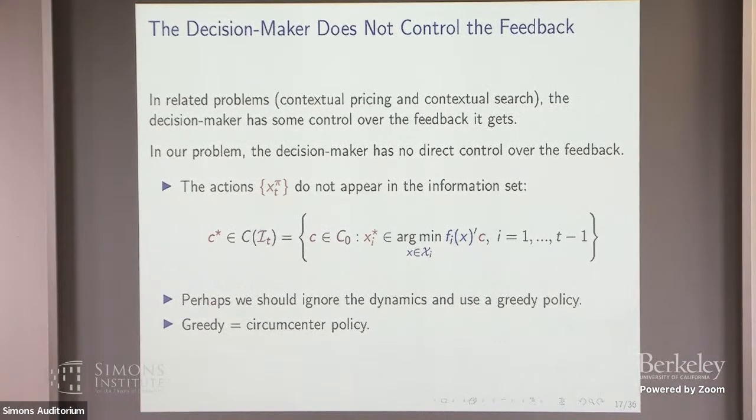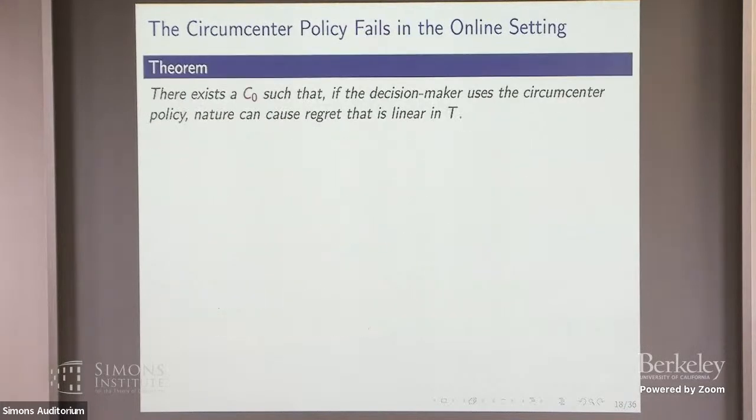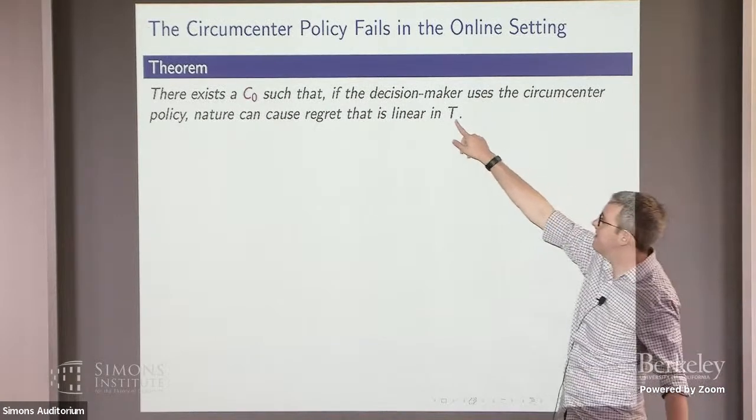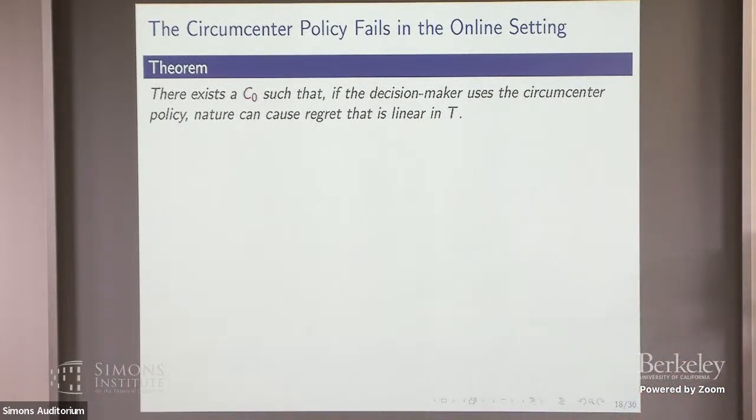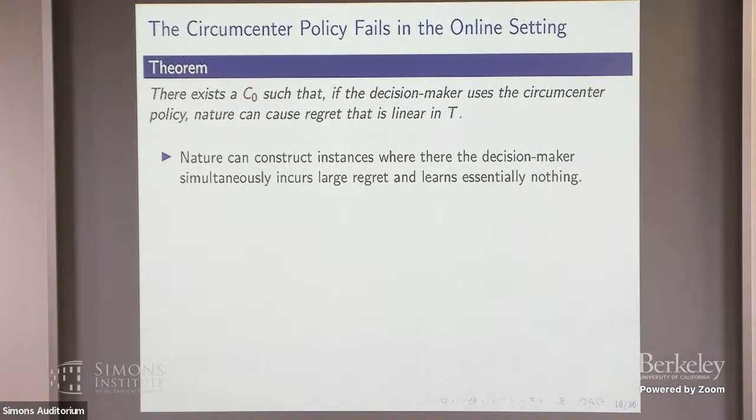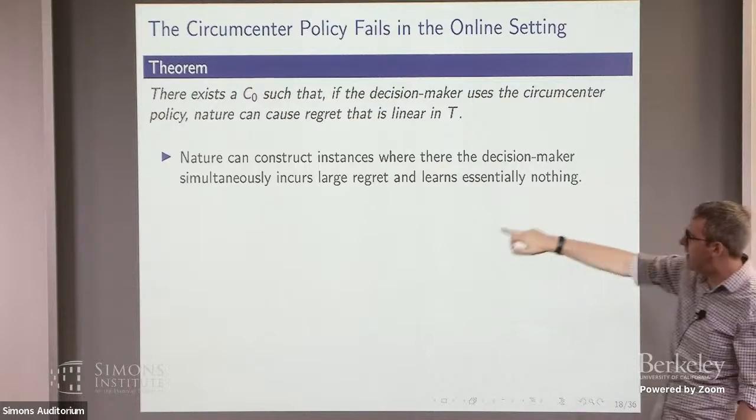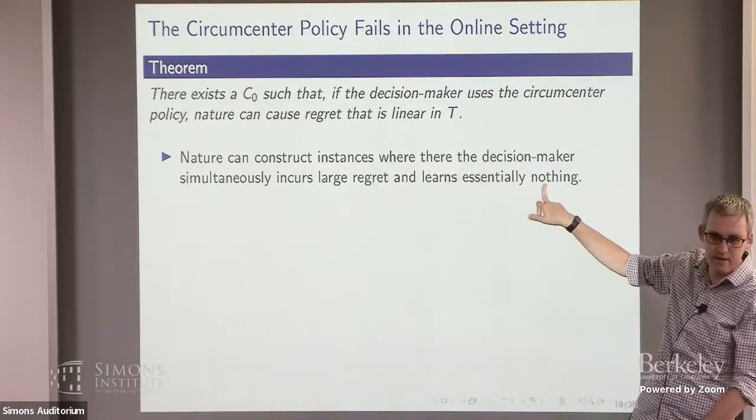I'm not making any probabilistic assumptions. So now the next theorem says that the circumcenter policy fails miserably in this problem. And what do you mean by fails miserably? You get regret that is linear in T. So the greedy policy does not work. And how do we prove that this doesn't work? Nature can construct instances where you get lots of regret in every period and you learn almost nothing.